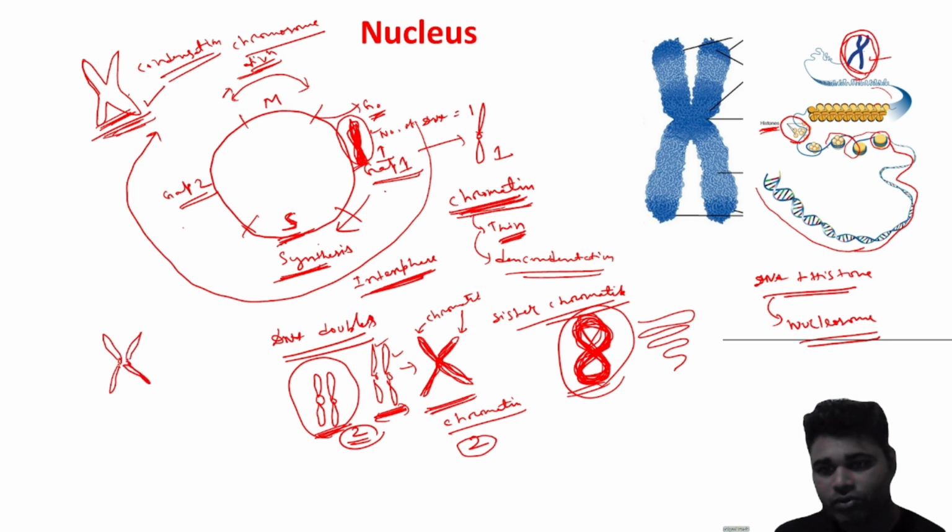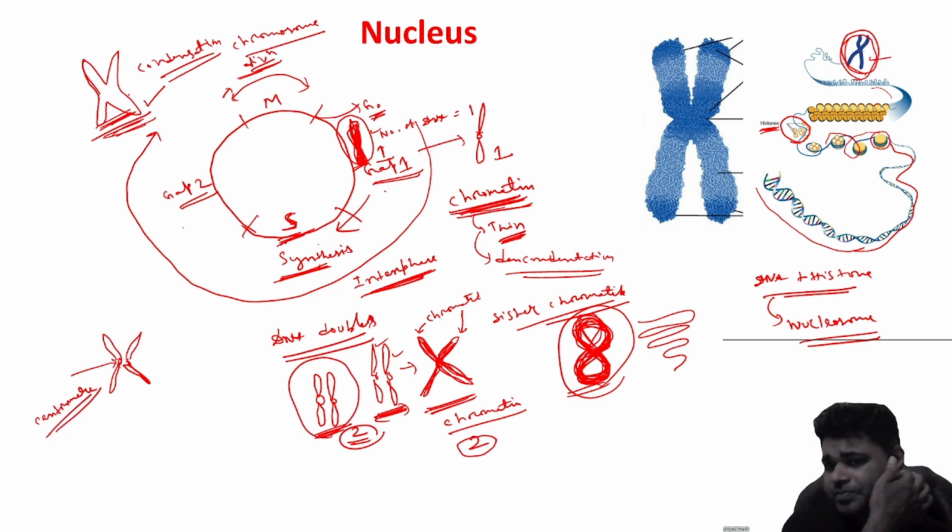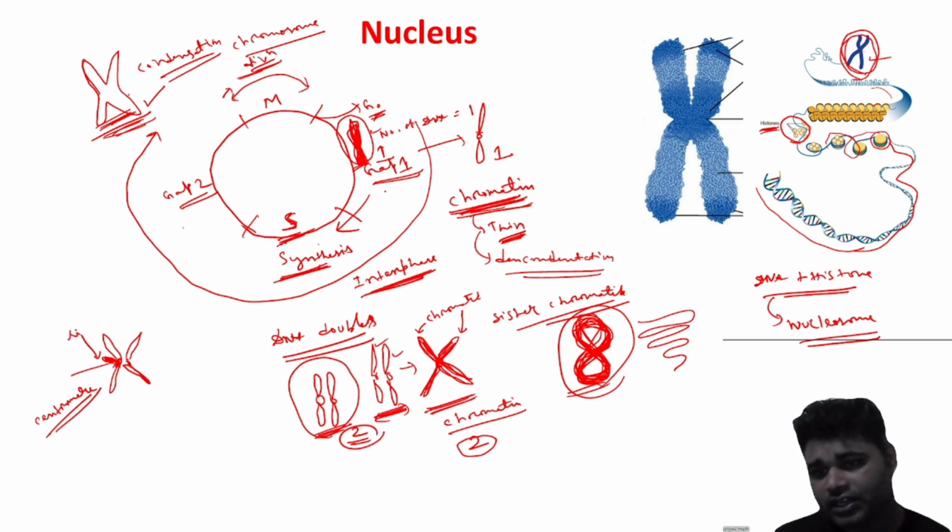If we look at this structure, the center one is called the centromere. Okay, so now in the centromere of each chromatid, there is one structure present, and this is called the kinetochore. Okay, here also one kinetochore is present.